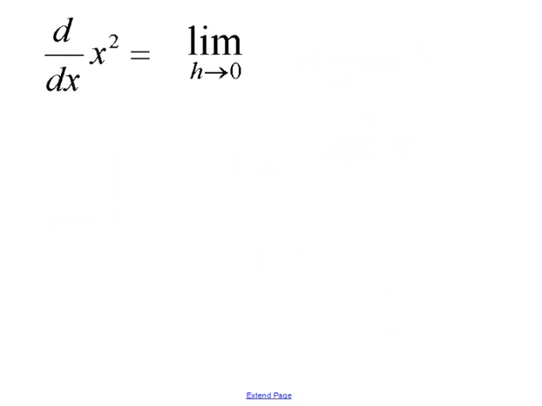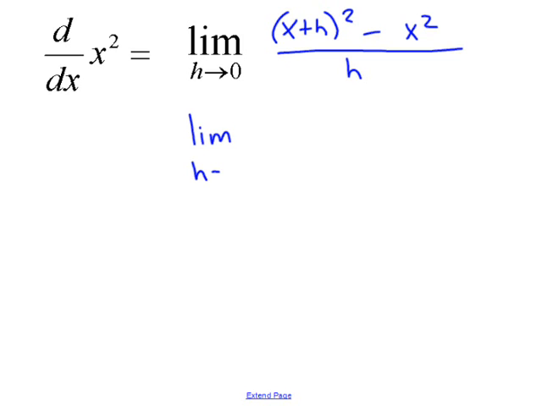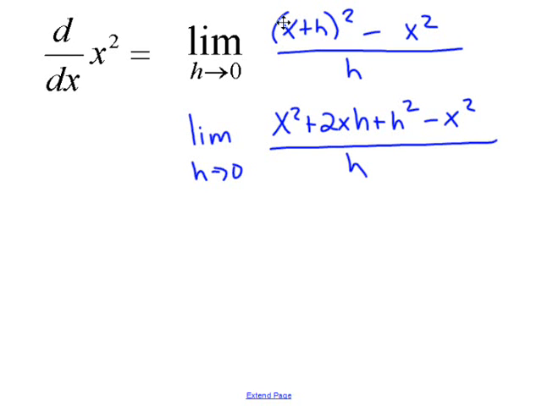Okay, let's up the ante a little bit and let's do x squared. Okay, well the derivative is going to be f of x plus h, so x plus h quantity squared minus f of x, which is just x squared, over h. We go through and FOIL that top out. x squared plus 2xh plus h squared minus x squared. And then we start canceling things off, so you can see the x squareds are going to cancel off.